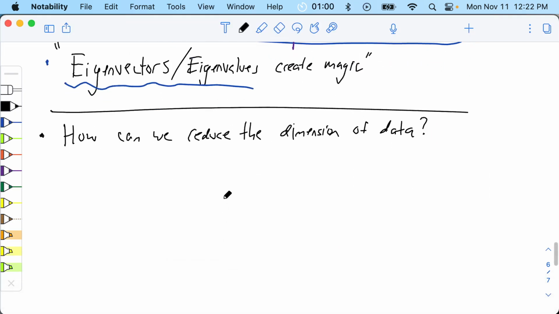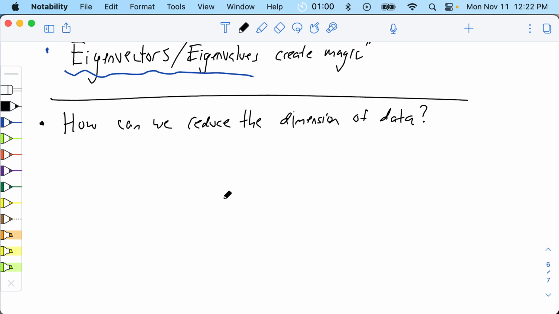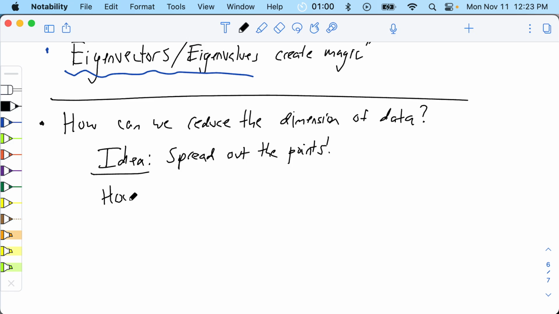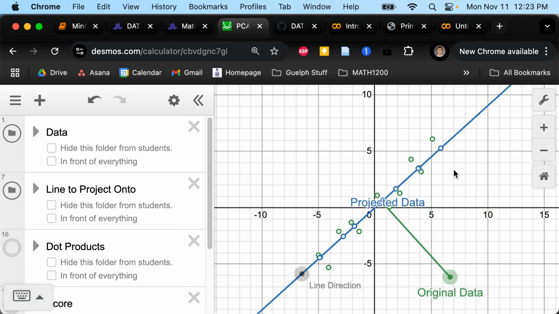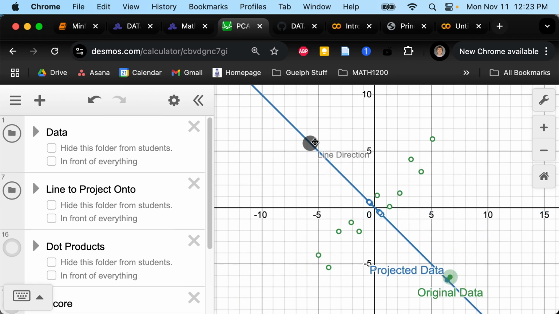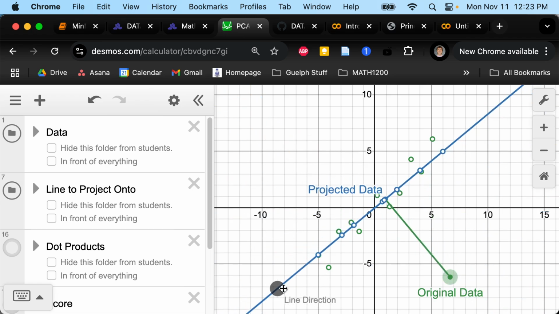So the idea is: spread out the points. That's a fun idea. How are we going to measure how spread out they are? Mathematically, in what way is this better than this? I can see visually it's more spread out, but how would you measure that mathematically? How would you assign a number that tells you one is higher than the other?